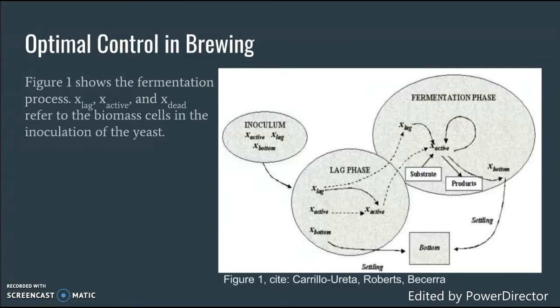So once the fermentation phase begins, there are two more processes that begin happening: fermentation and growth. And these are both still occurring while settling and the transformation are already happening.